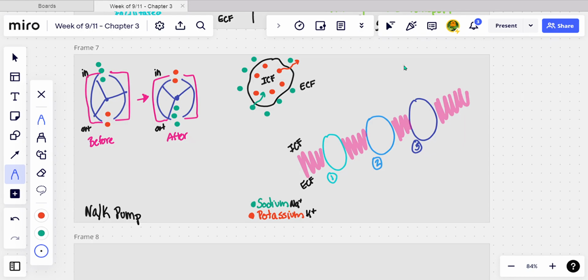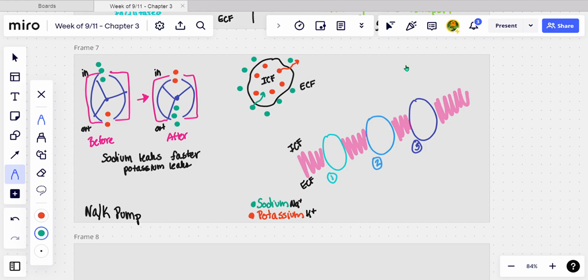And now people usually ask, why is the exchange 2 for 3? And this is because sodium leaks into the cell faster than potassium leaks out of the cell. And so this sodium-potassium pump has this differential of the 2 to 3 because it knows or compensates for the rate at which these ions leak.